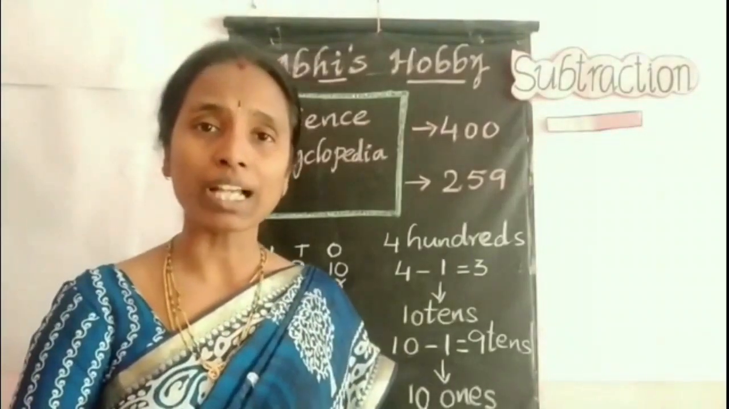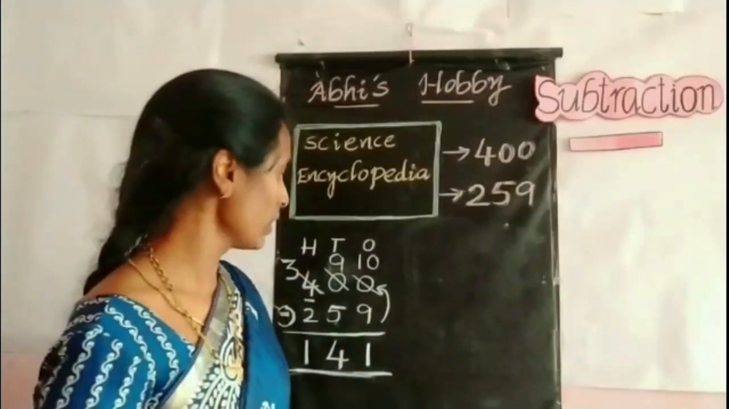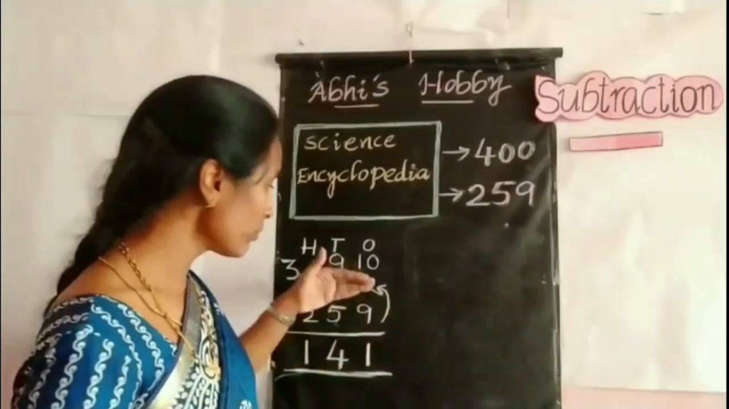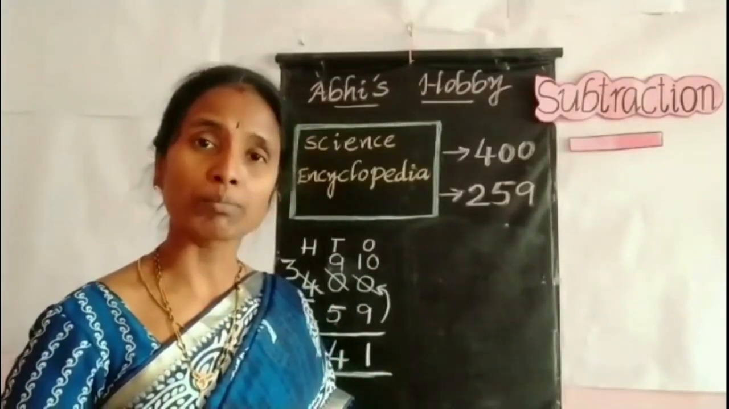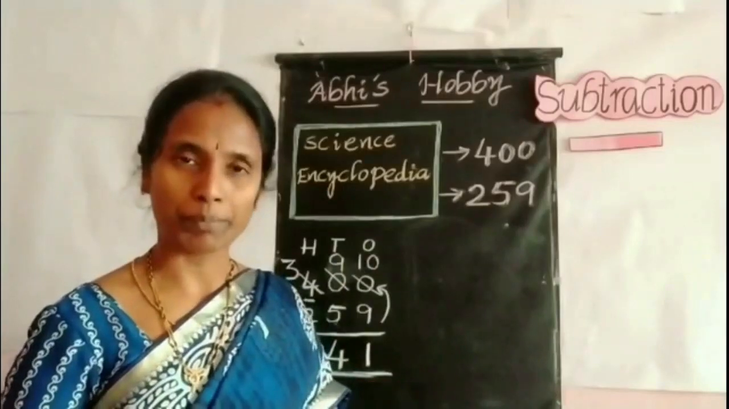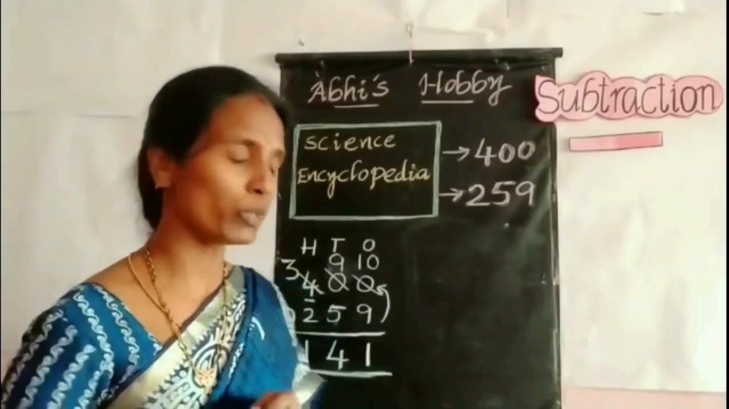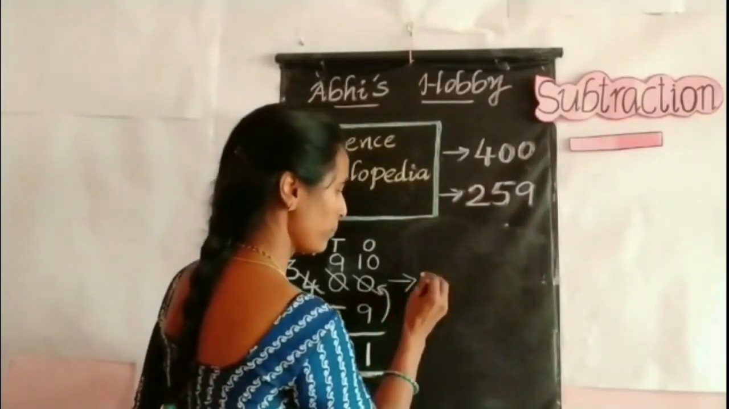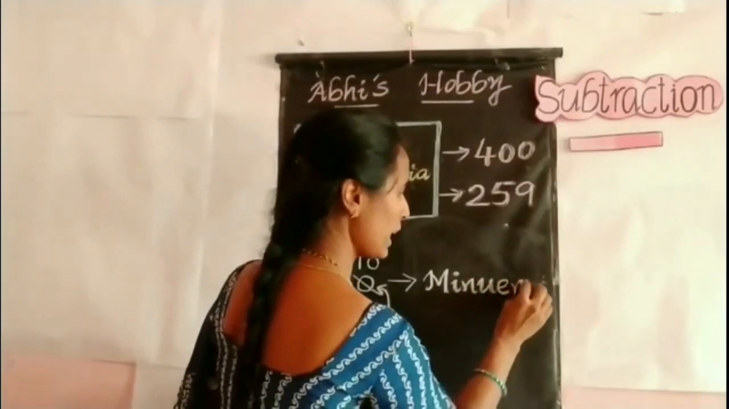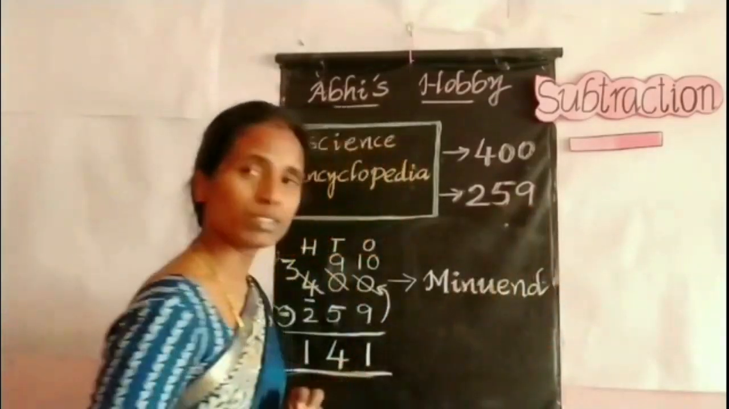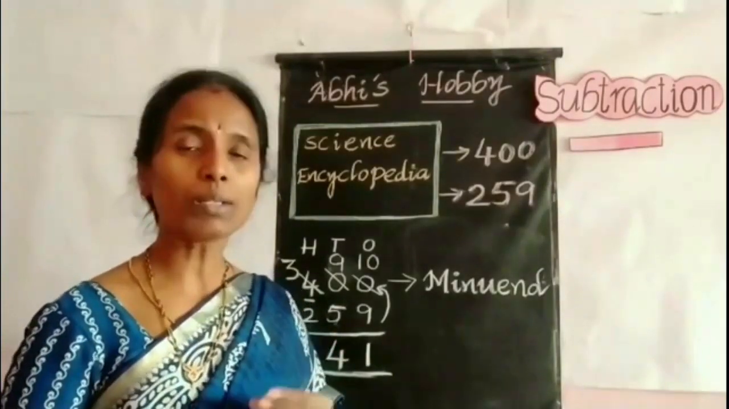Okay children, 141 papers are left over. So children, terms of subtraction. The first number from which you are subtracting, the number that you subtract from, is called minuend. How to pronounce the word minuend? M-I-N-U-E-N-D. Minuend. The number that you subtract from is called minuend.